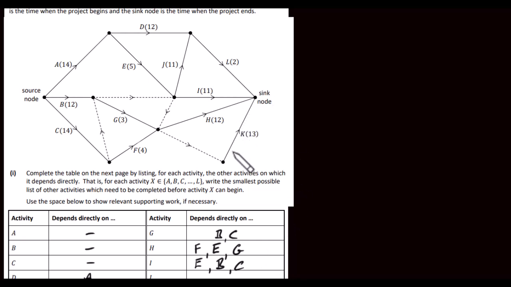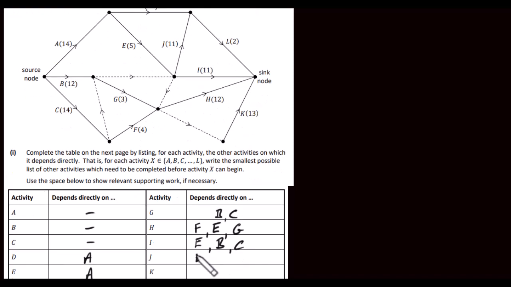J then, J is here, so J is going to be dependent on E. J is also dependent on B because of this dummy activity here. And it's also dependent on C, again because of these two dummy activities. So you have C coming down along here, then you have a dummy activity here, and then we have J up along here. So it's going to be C as well.